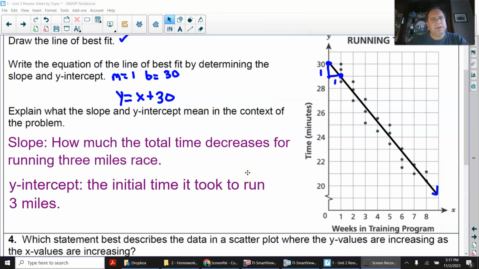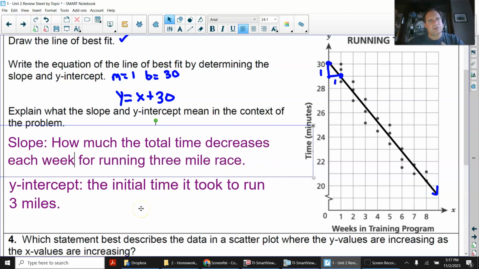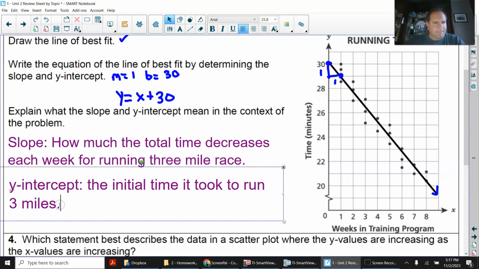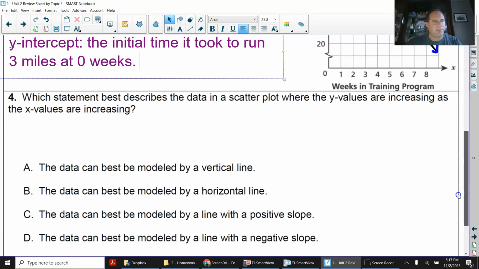And here it is. Slope is how much the total time decreases each week for running the 3-mile race, and the y-intercept is the initial time it took to run 3 miles at 0 weeks. And that's the initial time. So that is the explanation of the slope and the y-intercept.